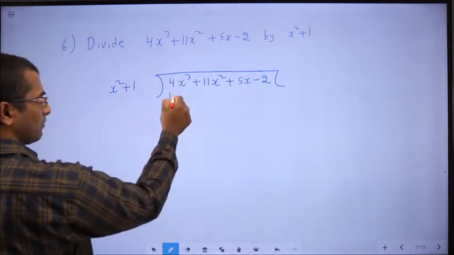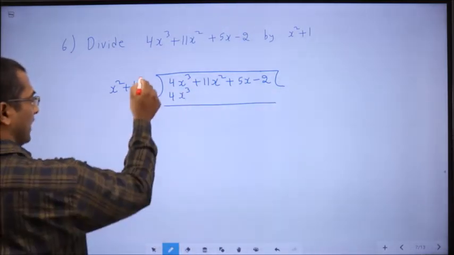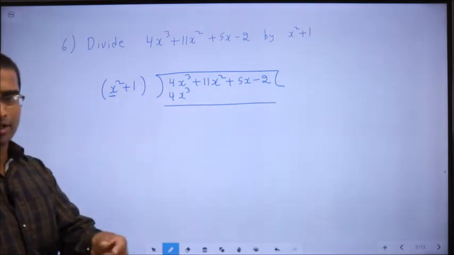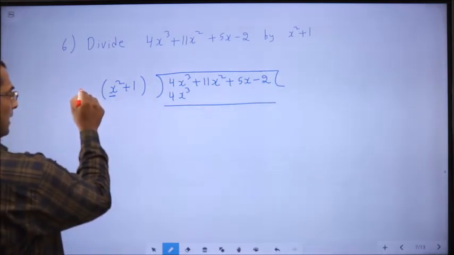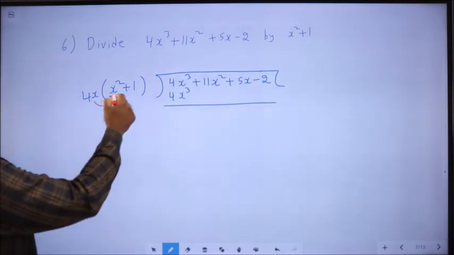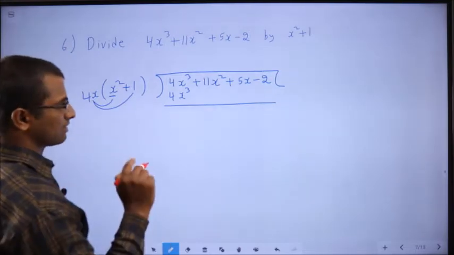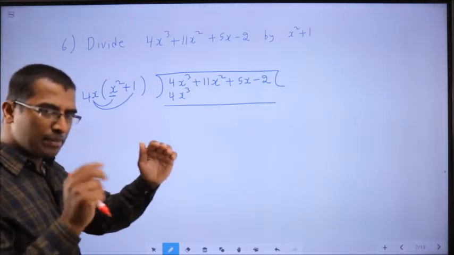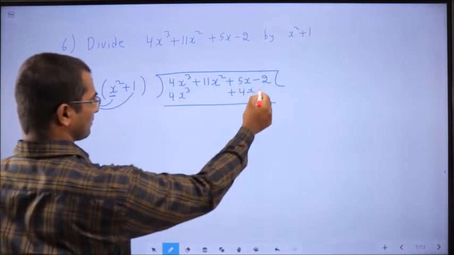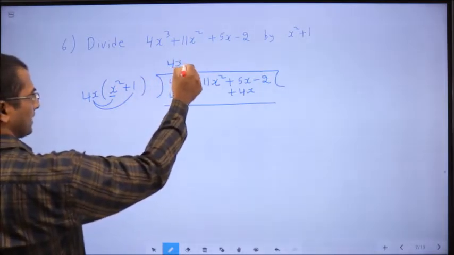Now here 4x cube, below also I should get 4x cube only. Here I have x square. X square should be multiplied with what to get 4x cube? This should be multiplied with 4x. Only then I get 4x cube. When I am multiplying to x square, I also need to multiply with 1. So 4x into 1 is 4x. 4x write below x only. Don't write here. So here you should write 4x. Okay. So first term of the quotient is 4x.